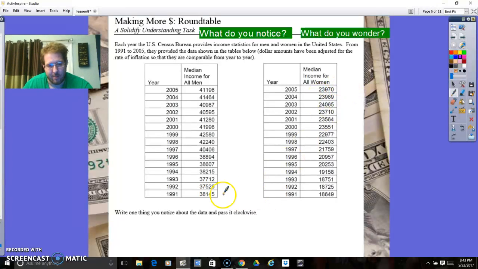As a matter of fact, in the very beginning, they're making about half as much, but by the end it was more like 56, 57%, I think, when I figured it out. So it's getting closer and closer as the years go on. The women's salaries were catching up, so these must have been increasing more than these were increasing.